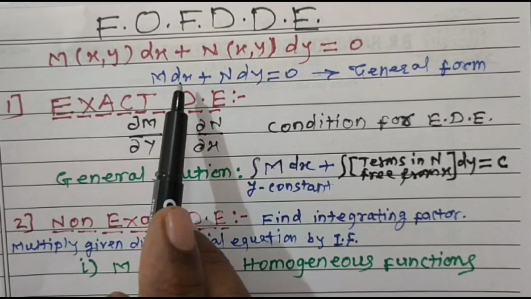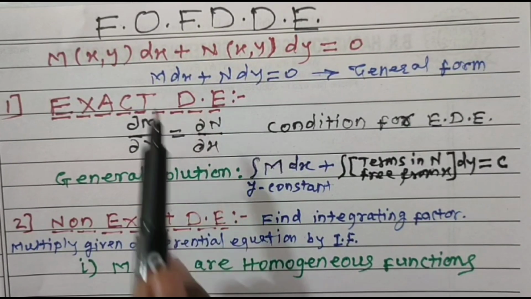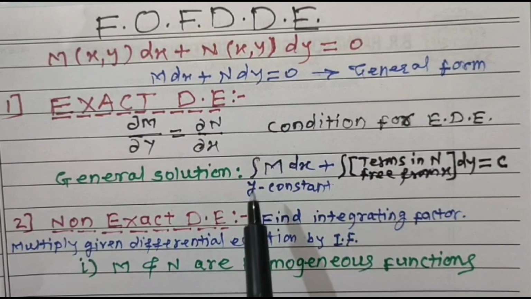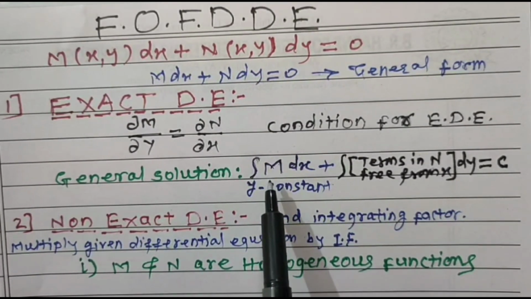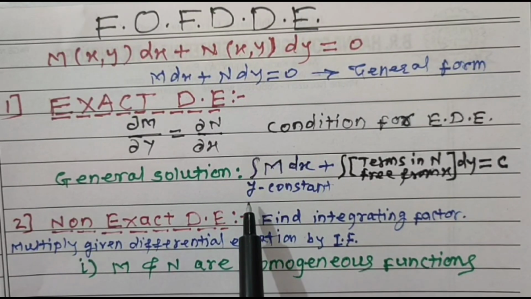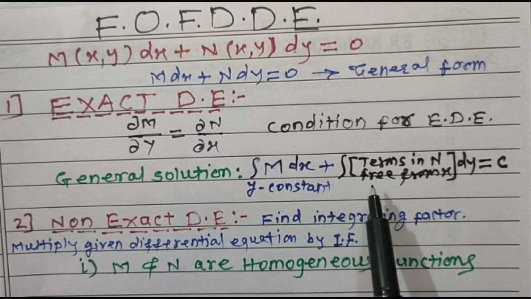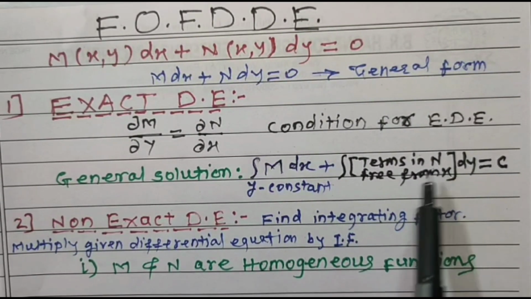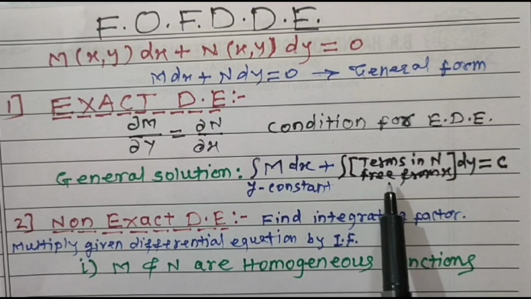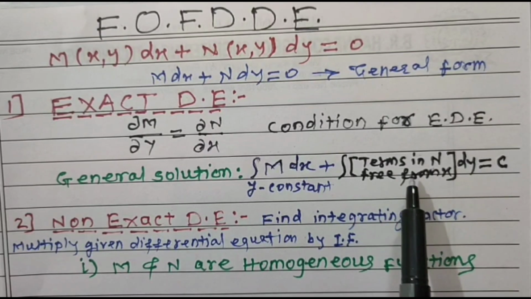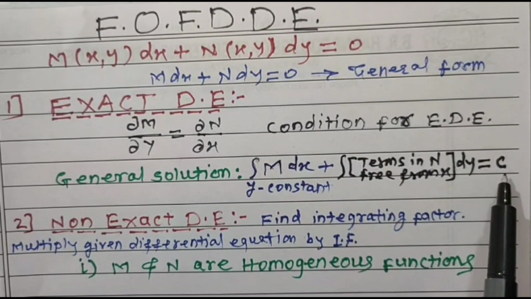M is the coefficient of dx in the given differential equation, and capital N is the coefficient of dy. In the first integral, the integral of M with respect to x, we have to assume y as constant. In the second integral we have to take terms in N which are free from x, meaning terms in N in which x is not there, x is absent. Take those terms as the integrand and evaluate this integral. So this is equal to constant c.